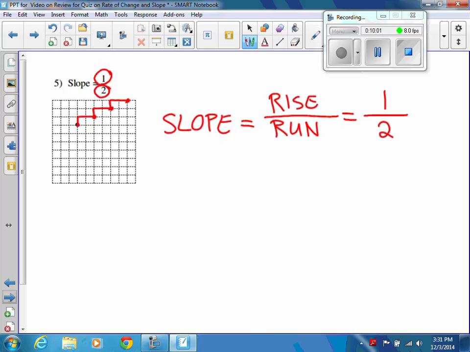Now let me show you one other thing I can do. Since I went up 1 and right 2, I can also go left 2 and down 1 to continue the stair step in this direction if I wanted to. So now my line is going to go right about like this. Okay?